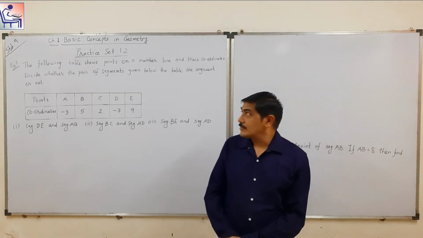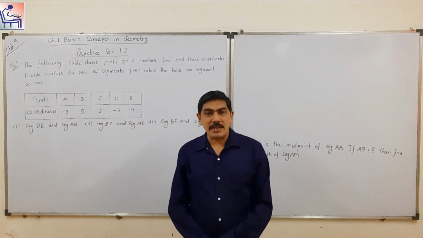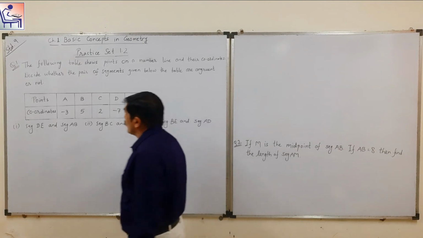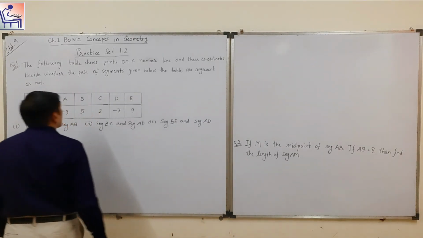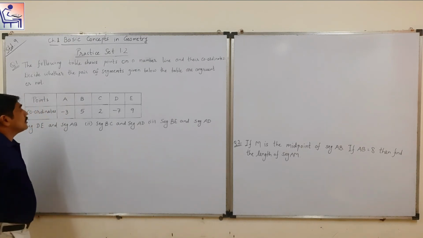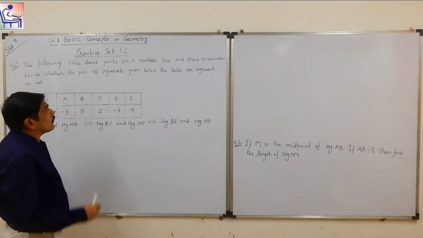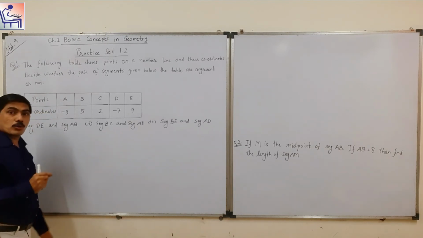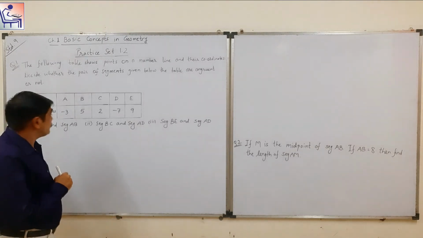Hi students, now we are starting with the practice set 1.2. In question number 1, you can see the following table shows the points on a number line and their coordinates. Decide whether the pair of segments given below the table are congruent or not.